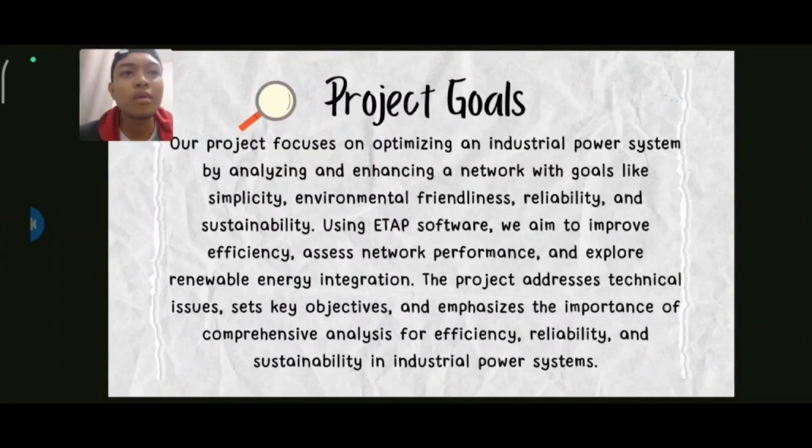I'll be presenting our project goals. Our project focuses on optimizing an industrial power system by analyzing and enhancing a network with goals like simplicity, environmental friendliness, reliability, and sustainability. Using ETAP software, we aim to improve efficiency, assess network performance, and explore renewable energy integration. The project addresses technical issues, sets the key objectives, and emphasizes the importance of comprehensive analysis for efficiency, reliability, and sustainability in the industrial power system.